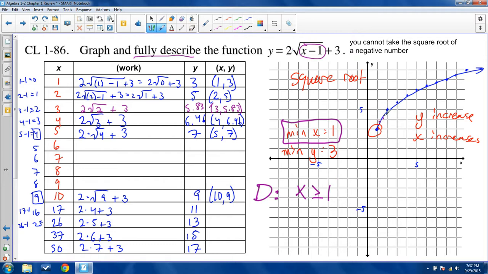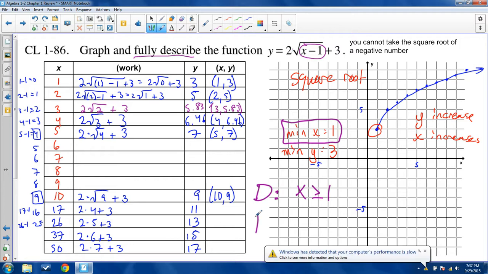Now it's not just 1, 2, 3, 4. These points also work right here. Right? All of those points apply to my domain. It's not just the integer values. So x is anything greater than or equal to 1. You could describe that in words. You could say the domain is any x value that is 1 or greater. Right? You know how I get fancy with my lingo.